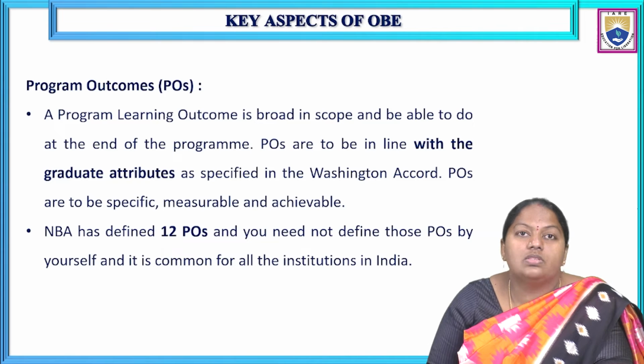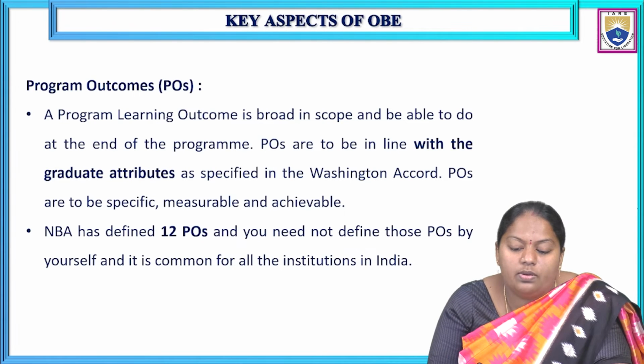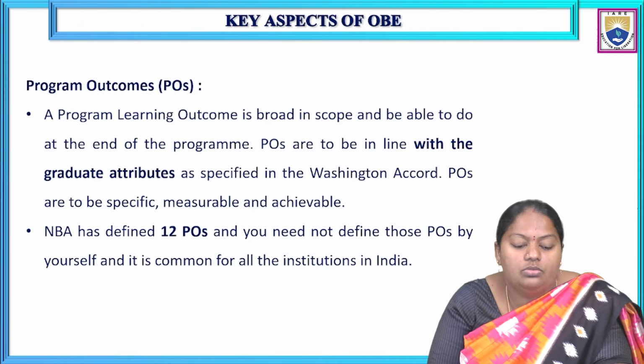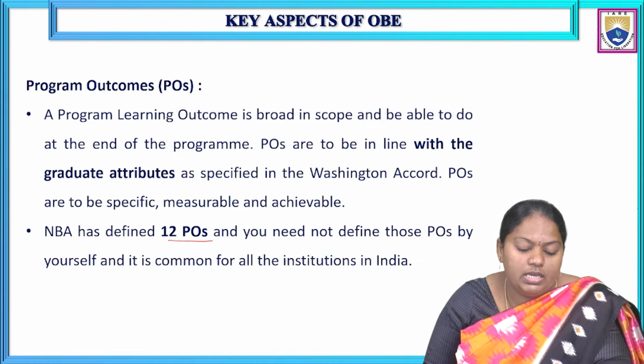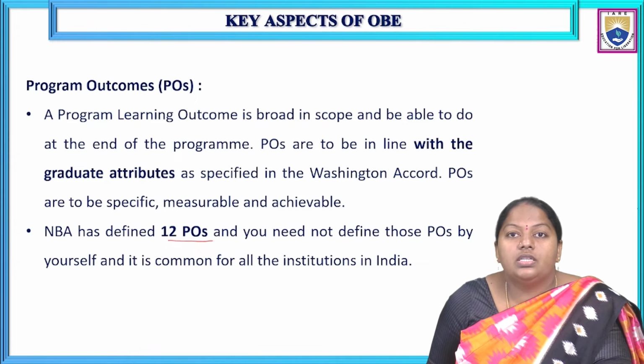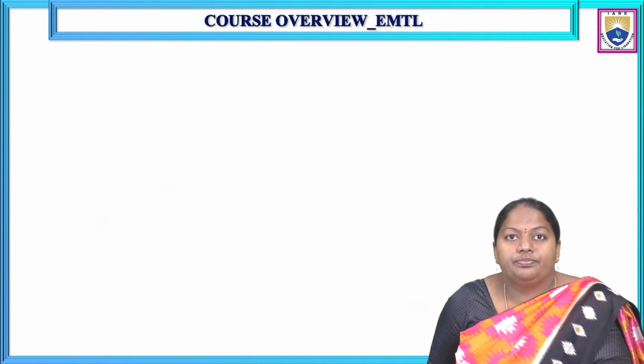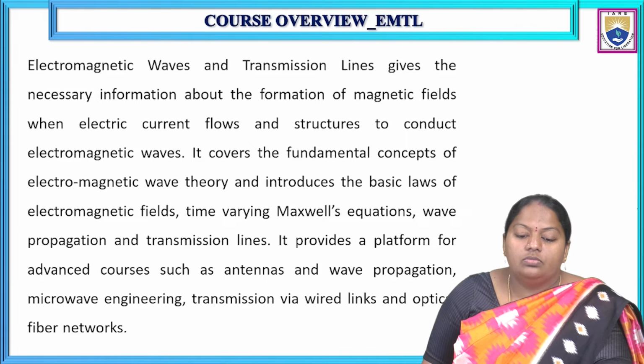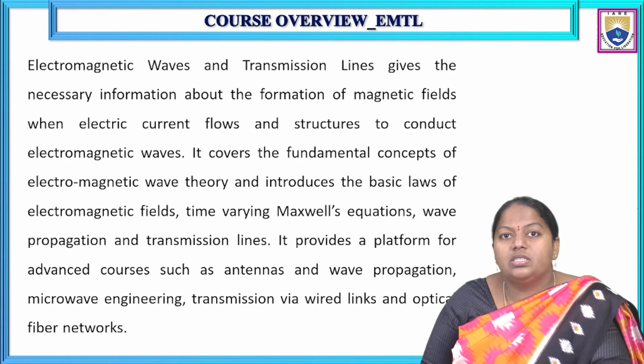Next, program outcomes. A program learning outcome is broad in scope, describing what students should be able to do at the end of the program. POs are to be in line with the graduate attributes as specified in the Washington Accord, and they are to be specific, measurable, and achievable. NBA has defined 12 POs, and you need not define those POs by yourself. It is common for all the institutions in India. We should follow all these 12 program outcomes. So, this is about the fundamentals related to outcome based education.